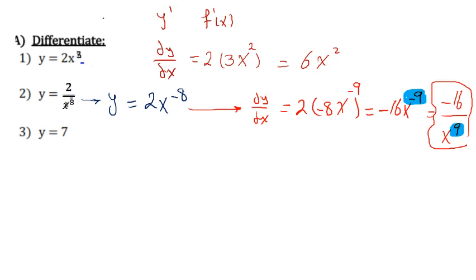Regarding number 3, y is equal to 7, and we know that 7 is a constant. So dy by dx for number 3 is equal to 0, as the derivative of any constant is equal to 0.